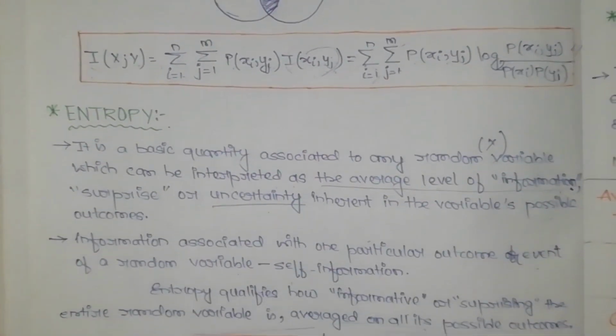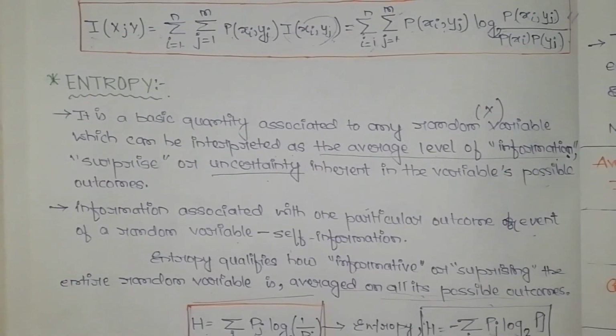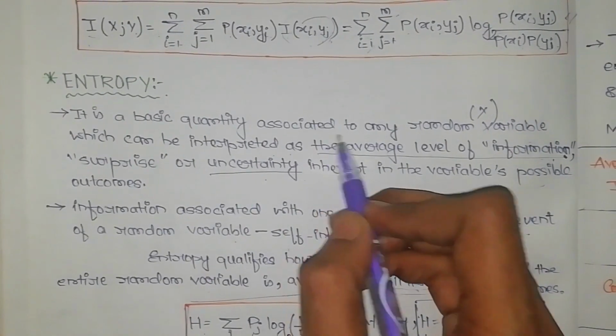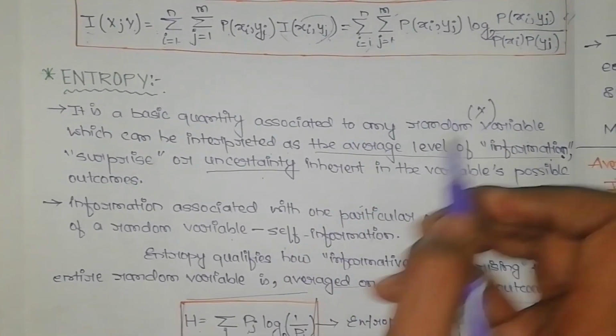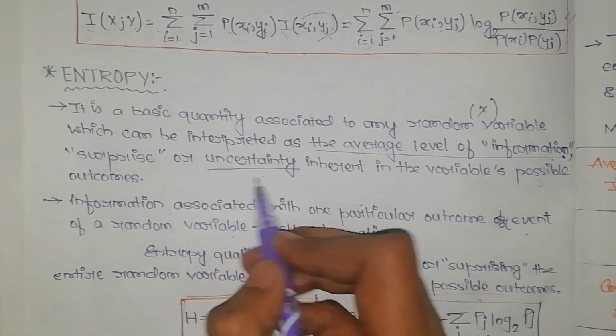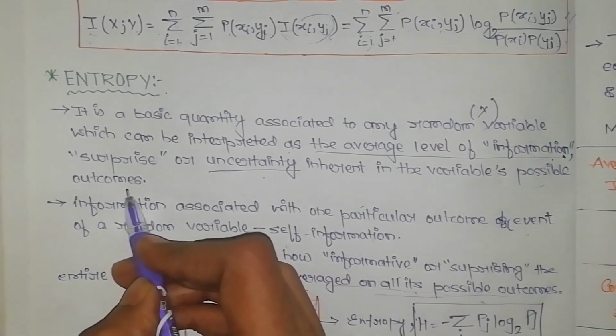The next topic is entropy. Like we have studied entropy in different subjects, generally we can define entropy as the measure of uncertainty of a variable or an event. It is a basic quantity associated to any random variable, say x, which can be interpreted as the average level of information, surprise or uncertainty inherent in the variable's possible outcomes.